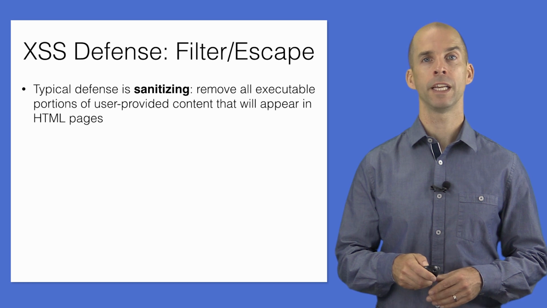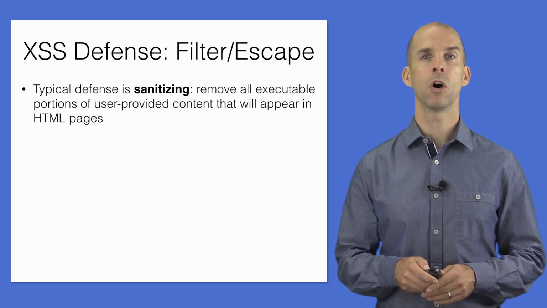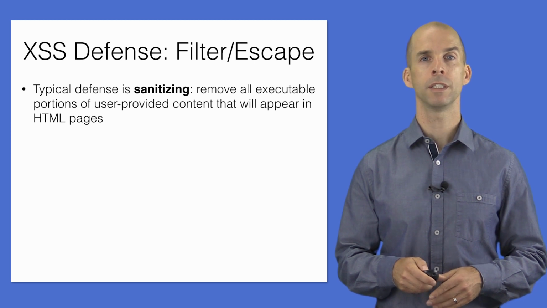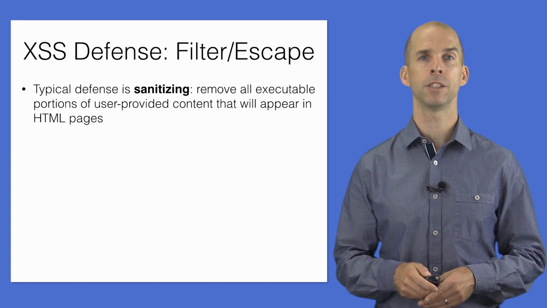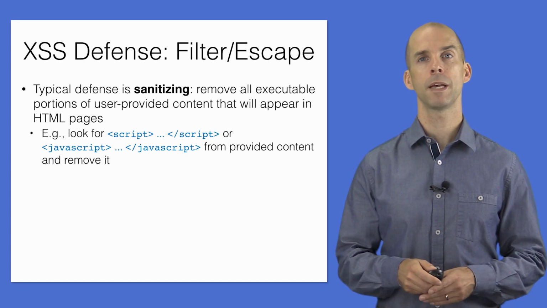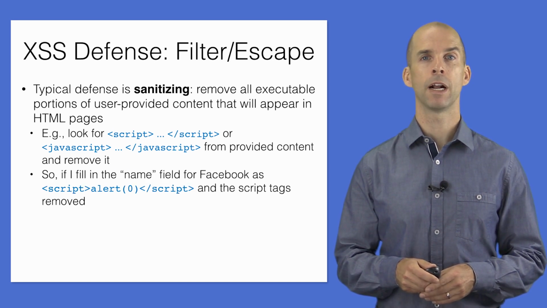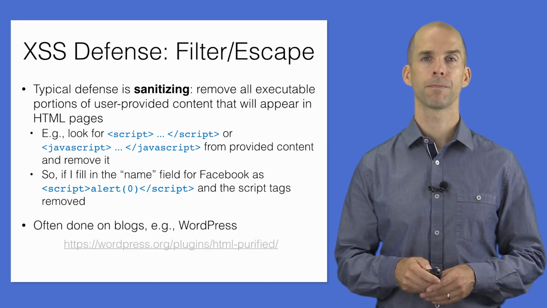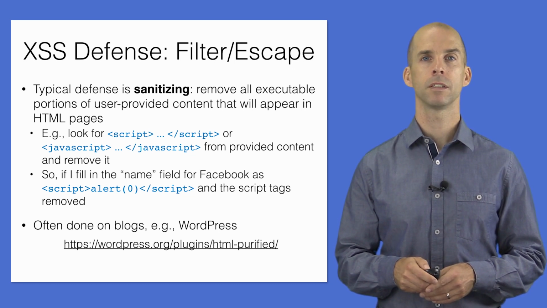One form of validation is sanitization. In particular, a server can remove all executable portions of untrusted, that is, user-provided, content that could appear in HTML pages. For example, it might look for script tags and filter them out. Then, instead of running the script, the browser will end up printing it in the document. This might look a little strange, but it will be harmless. Such filtering is often done in the comment sections of blogs.